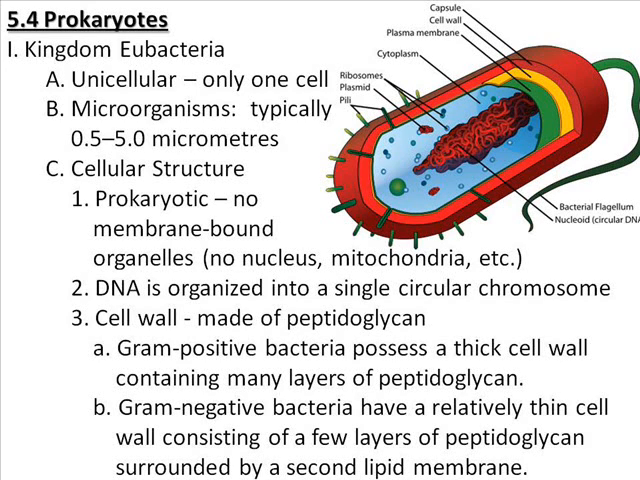Their cell wall is also unique. Bacterial cell walls are made of a complex carbohydrate called peptidoglycan. And this helps us to separate bacteria into two different groups based on how they react to a procedure called Gram's staining. A gram-positive bacteria possesses a thick cell wall containing many layers of this peptidoglycan. Gram-negative bacteria have a relatively thin cell wall consisting of a few layers of peptidoglycan surrounded by a second lipid bilayer membrane.